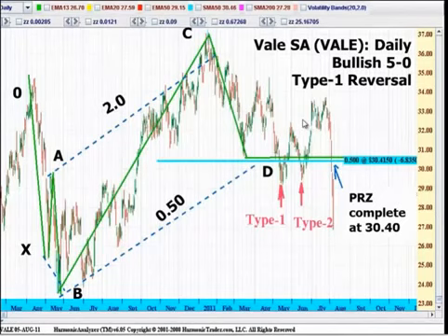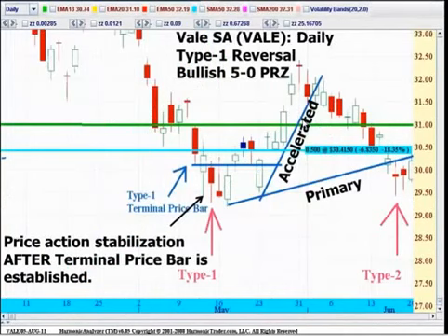So in this case, we have a bullish 5-0 on the daily. Now here's the type 1 reversal. On our type 1 reversal, here's the terminal price bar with our primary uptrend, but after a brief consolidation, that terminal price bar is established, we then see this accelerated move, this kind of quick blast out of the PRZ.